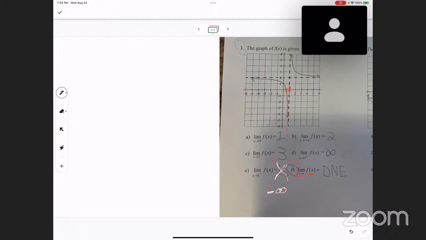So this is not 1.5. This is negative infinity because look at the graph and look at how as x goes to 1 from the left, that's over here, the y value is getting closer and closer to negative infinity.